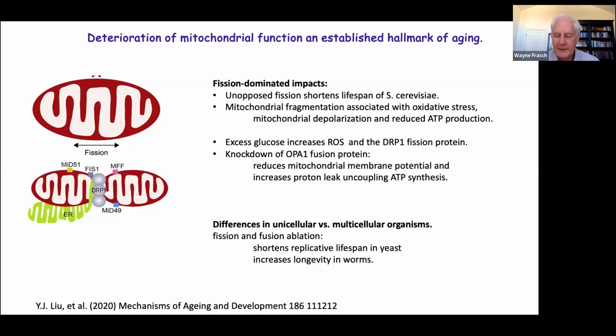So a lot of the studies of how this gets balanced have used organisms where you can knock out or knock in the various proteins that are involved with fission and fusion. And so here we have excess glucose increases ROS, and it also increases the DRP1 fission protein. Knockdown of OPA1, the fusion protein, reduces the mitochondrial membrane potential and increases the proton leak, uncoupling ATP synthesis.